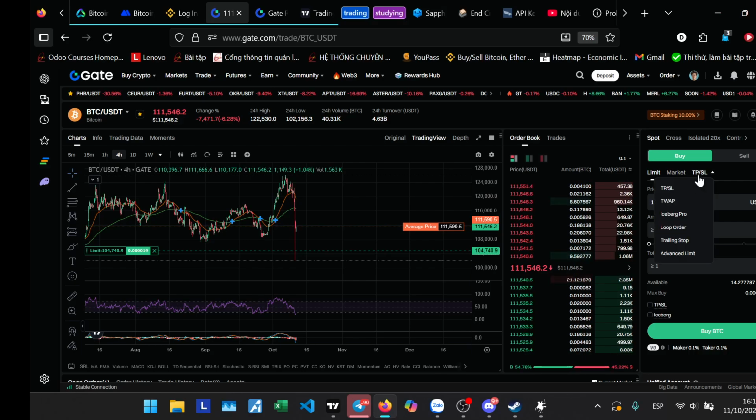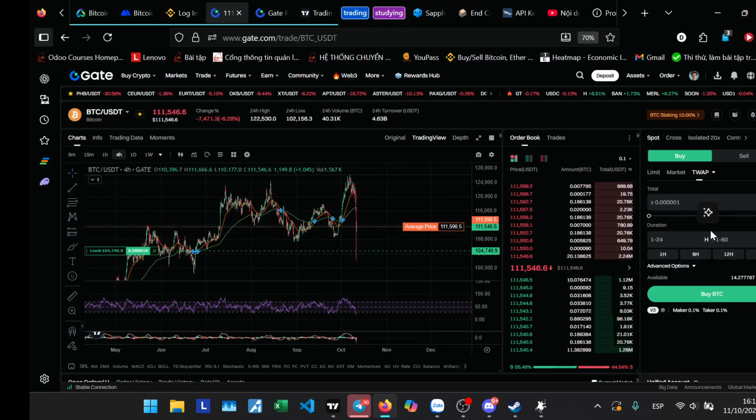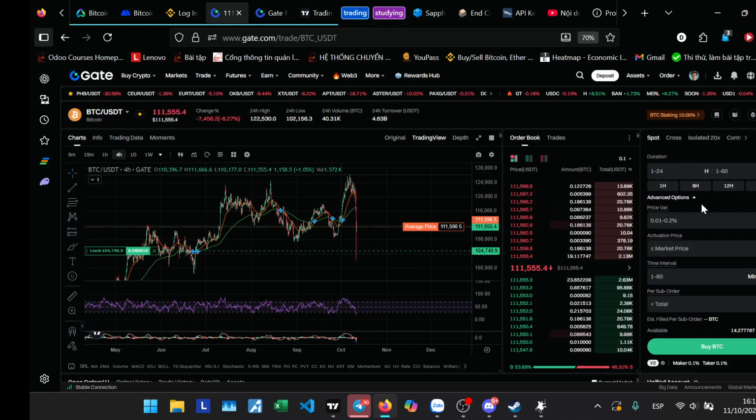Next is TWAP. These are more advanced orders. To sum up, we already mentioned it: it doesn't really matter, just use limit orders. Okay, TWAP. What is TWAP? TWAP stands for time weighted average price. So what does it mean? It means you want to play by, let's say, the advanced option here.